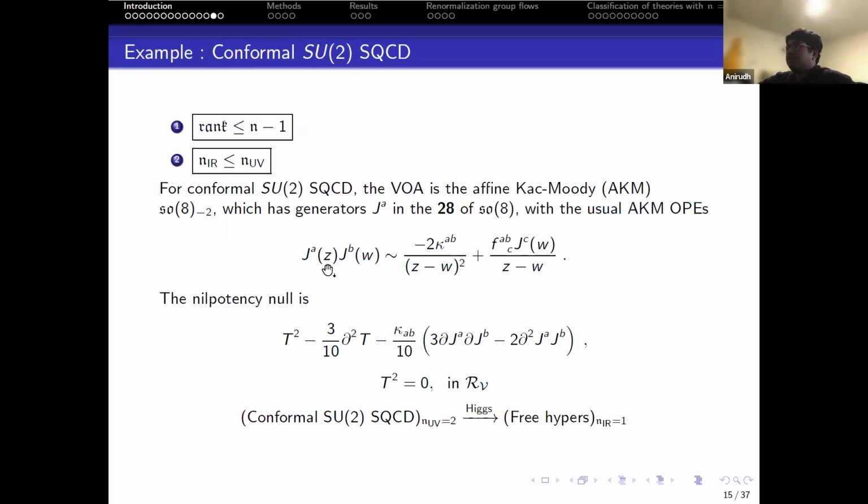And the nilpotency null in this case is of this form, where this part you already saw in the A1, A2 Argyres-Douglas theory. Now we have also contributions from the J's of this VOA. And again, if you quotient out these derivatives, you have t squared equal to 0 in this R_V, and the nilpotency index is just 2. So this satisfies this rank conjecture. In fact, in this case, it's an inequality because the rank of this theory is 1, and 2 minus 1 is 1.